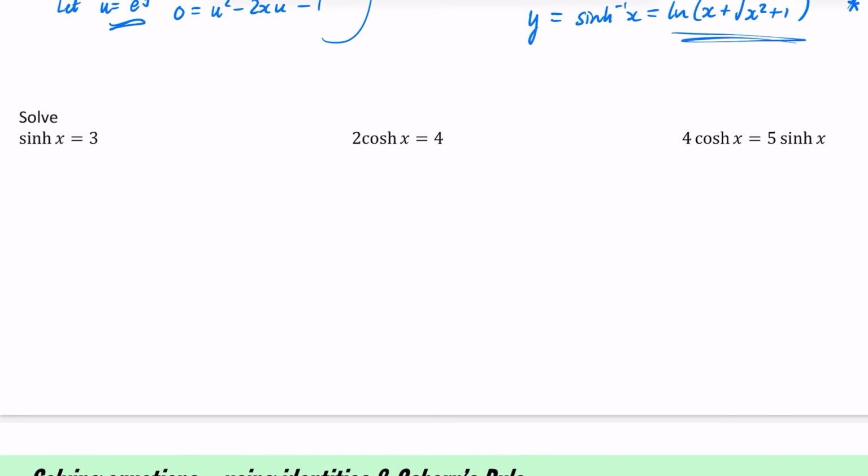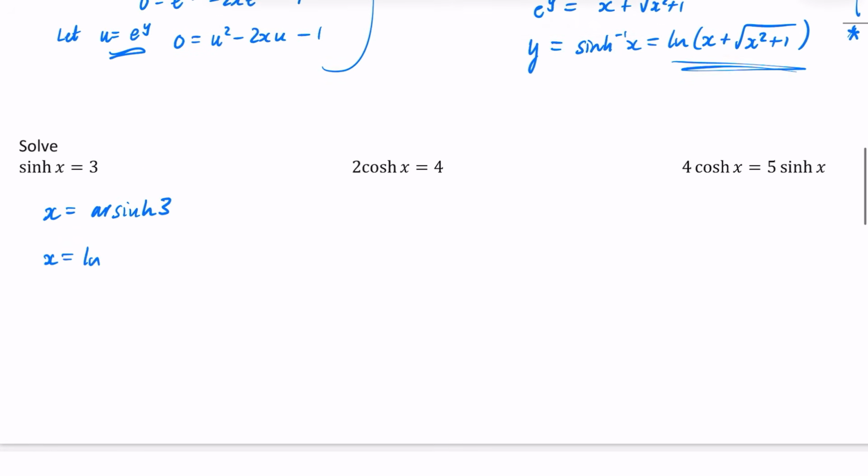So the first equation is that sinh x is equal to 3. So this is just that x is equal to arsinh, or the inverse sinh, of 3. Using the formula, I've got it written just up here. That is just going to be the ln of 3 plus the square root of 3 squared plus 1. In other words, the ln of 3 plus the square root of 10.